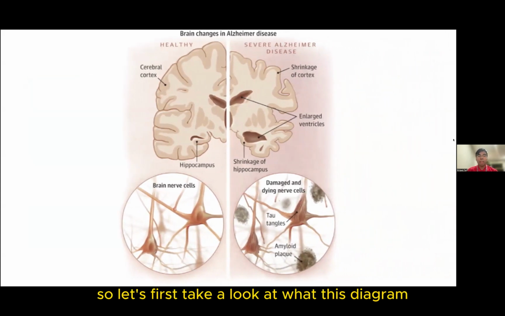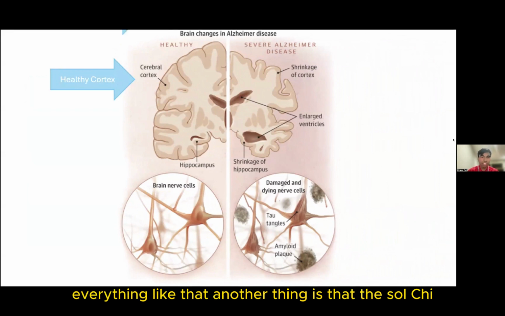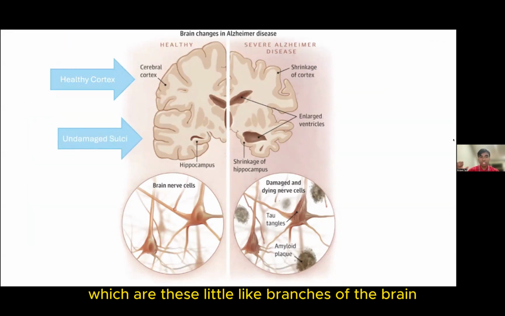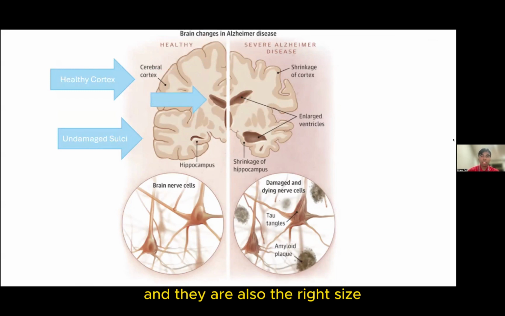So let's first take a look at this diagram, and let's see what Alzheimer's actually does to the brain. I want you to notice a few things on the left here. First of all, the cerebral cortex, which is that little darker part on the outside of the brain, is healthy looking. It's not shriveled at all, and it's the right size. Another thing is that the sulci, which are these little branches of the brain, are all not shriveled. They're the proper size, proper function. Finally, these holes in the middle are called ventricles, and they are also the right size. And again, not shriveled, not enlarged, nothing like that.